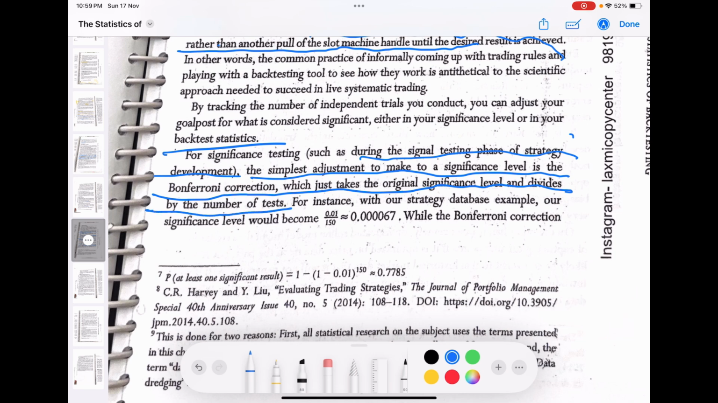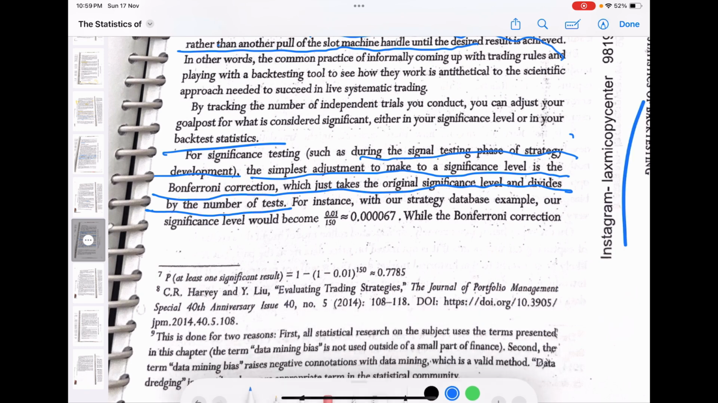So, in that case, what was our original significance level? It was 0.01. And how many tests did we take? We took 150 tests, 150 strategies into account. So when I divide 0.01, the significance level, by the number of strategies, 150, you get 0.000067. So that is called the Bonferroni correction.